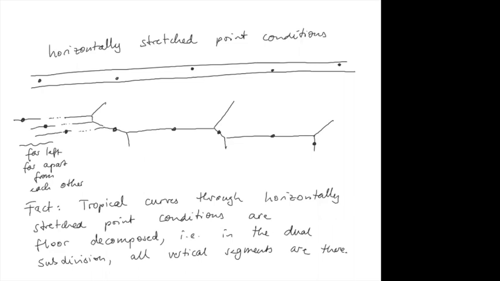So what do I mean by this? I mean, all those edges have to be there in the subdivision. So when we compare with the tropical curve we've just drawn up there, then we can look at the dual Newton subdivision. This is floor decomposed. That's no surprise because it does go through such vertical, it's just horizontally stretched points.